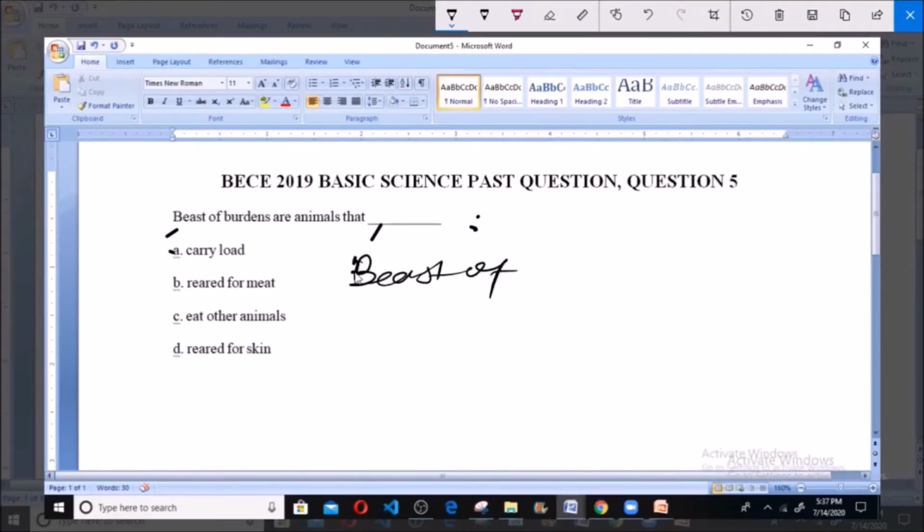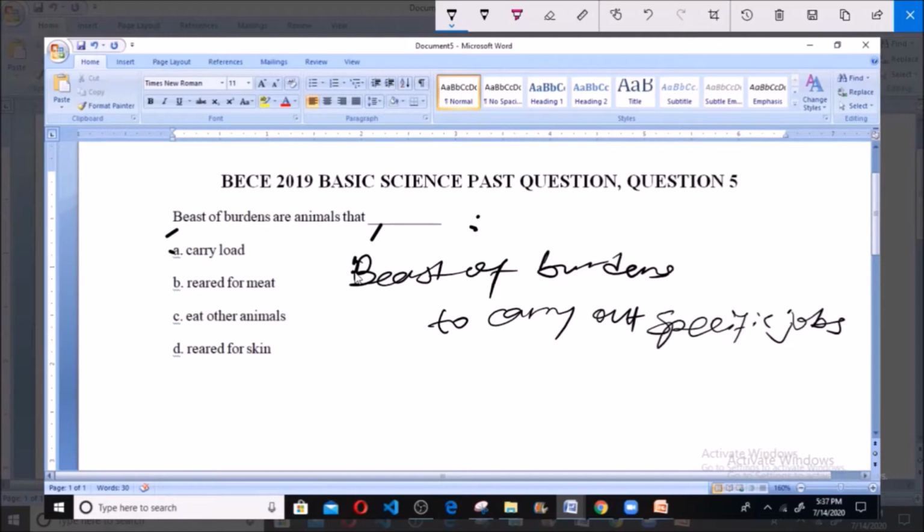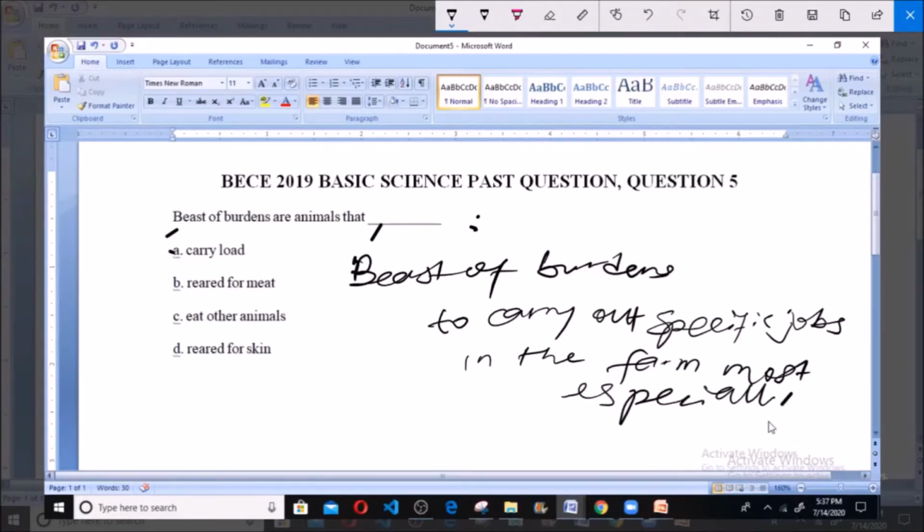Now before we start, I want us to understand the meaning of beasts of burden. These beasts of burden are animals that are reared to carry out specific jobs in the farm, most especially. Like these animals, for instance, we have the camel, we have the bull. These animals are called beasts of burden because they are trained, they are ready to carry out some specific jobs which include carrying of load, tilling of the land for planting. We call them beasts of burden.